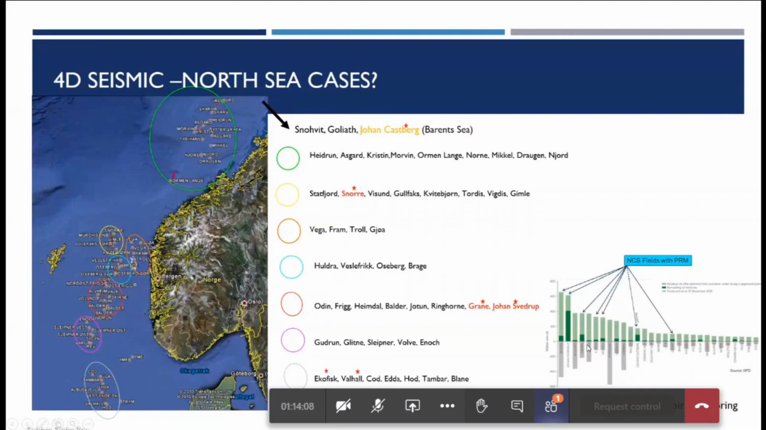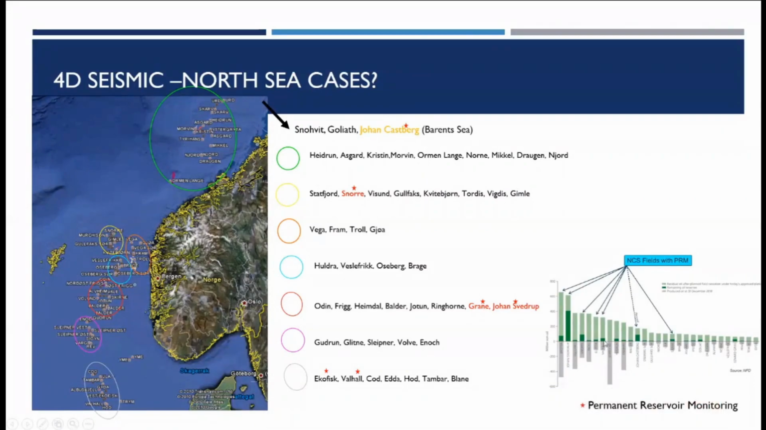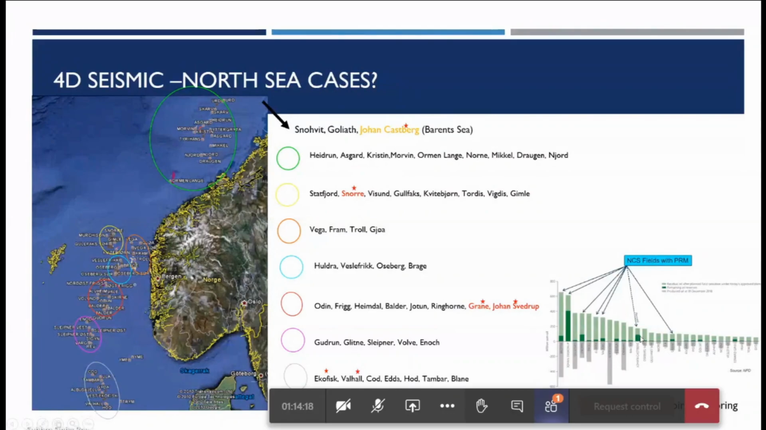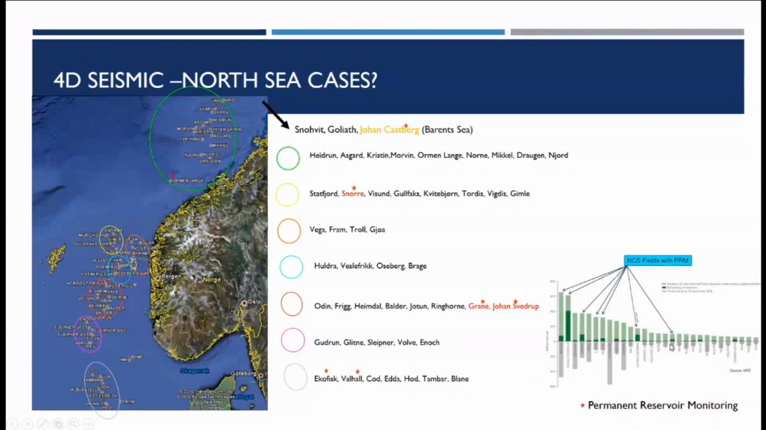Here in Snorre, we have done it. In Ekofisk, it's not really a permanent system, but in Valhall, yes. And we have planned to do it in Castberg, so it's going to come up. And Grane does have it. So these are some of the fields on the Norwegian continental shelf which have got permanent monitoring and 4D seismic. So you can see it's kind of a laboratory here.